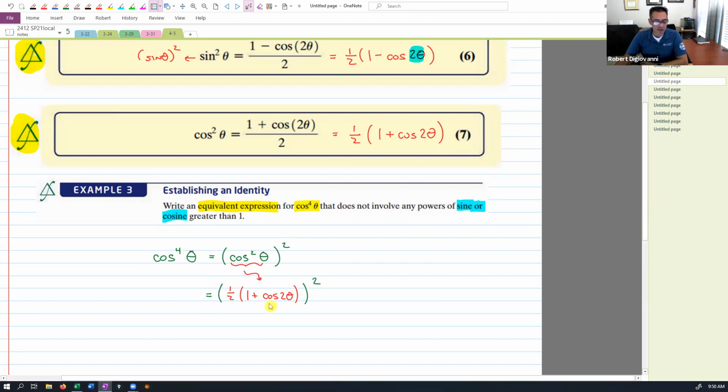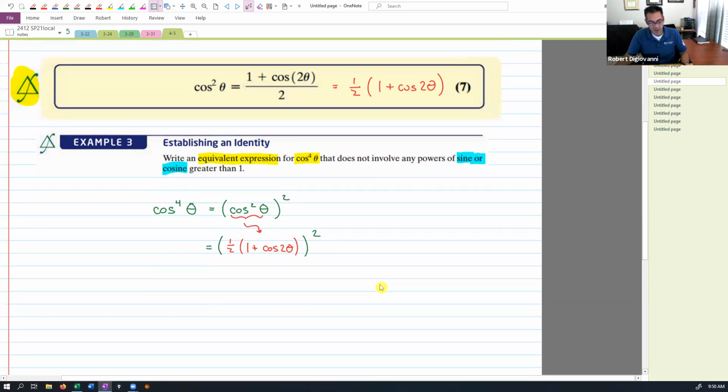Now, you may look at this and say, okay, I'm done, because I have a cosine 2 theta, and it's not being squared. But the fact that you have a square on the outside of all of this means that if you did actually square this, it would become squared now. So you're not done. You've got to keep going.